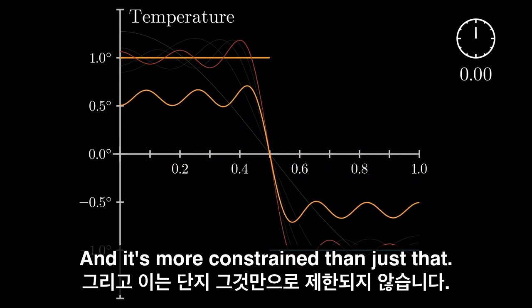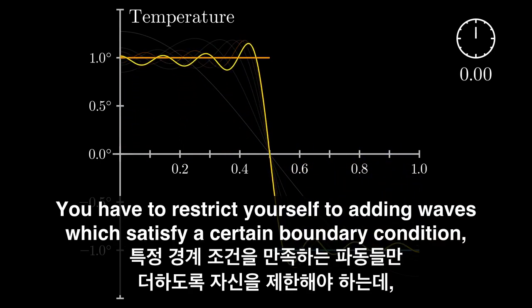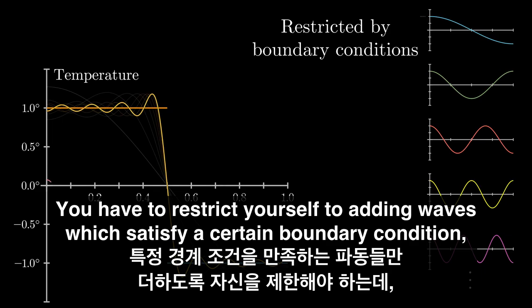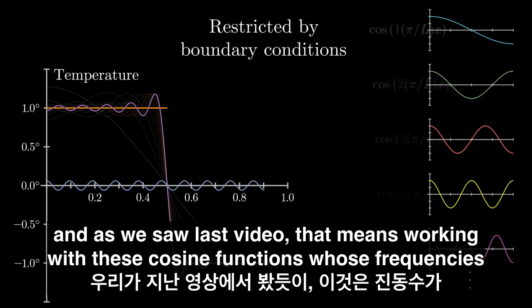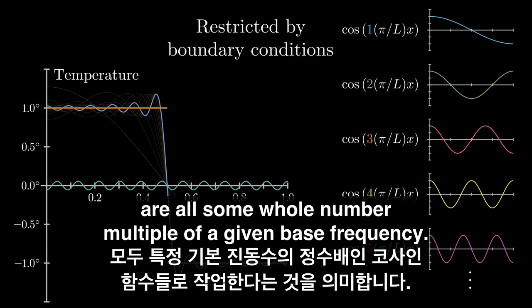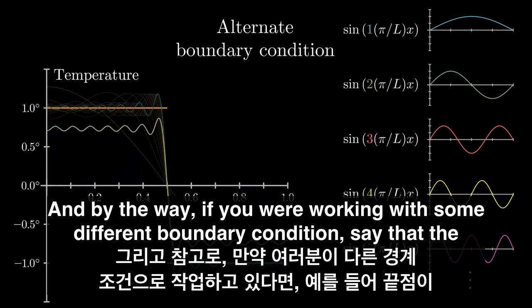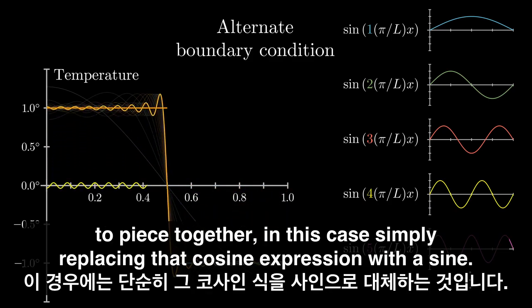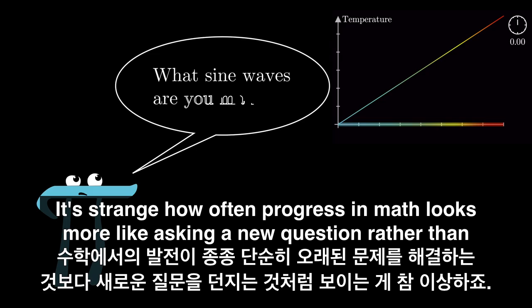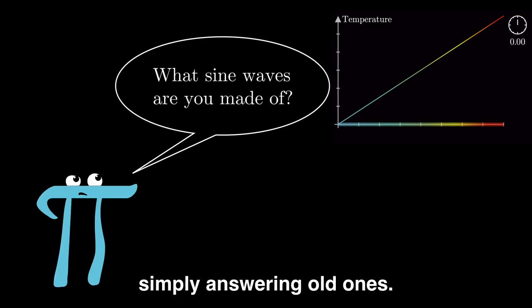And it's more constrained than just that. You have to restrict yourself to adding waves which satisfy a certain boundary condition. And as we saw last video, that means working with these cosine functions whose frequencies are all some whole number multiple of a given base frequency. And by the way, if you were working with some different boundary condition, say that the endpoints have to stay fixed, you'd have a different set of waves at your disposal to piece together. In this case, simply replacing that cosine expression with a sine. It's strange how often progress in math looks more like asking a new question rather than simply answering old ones.